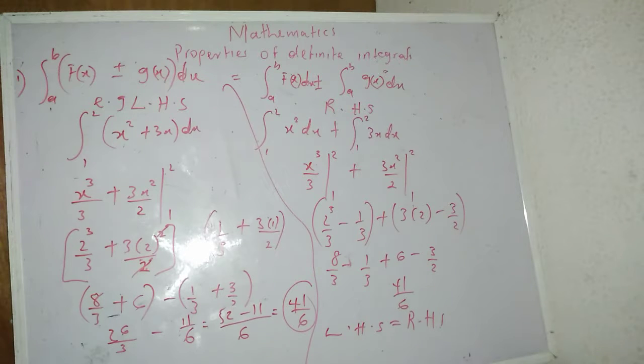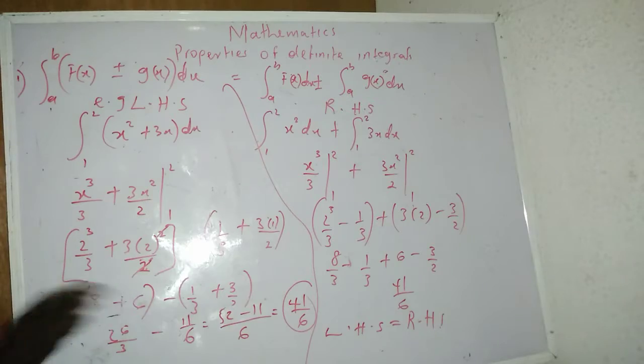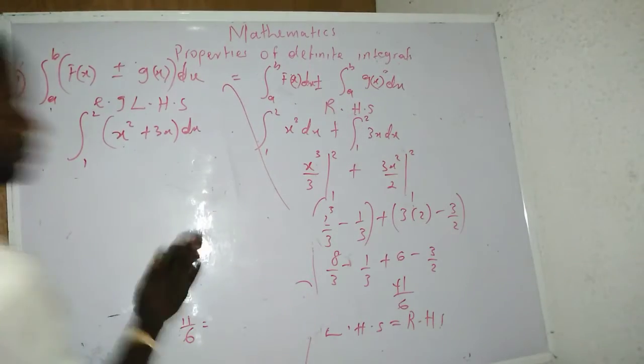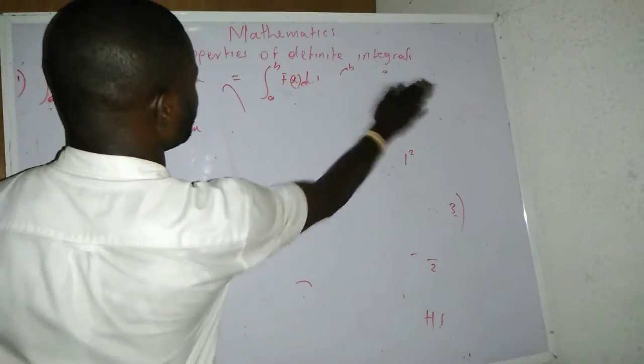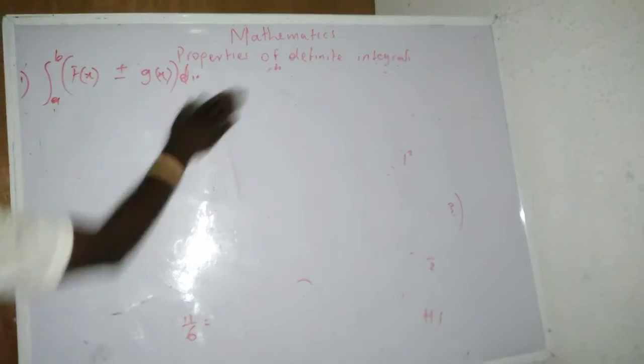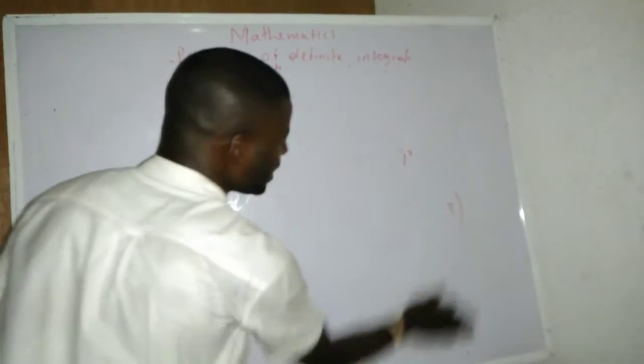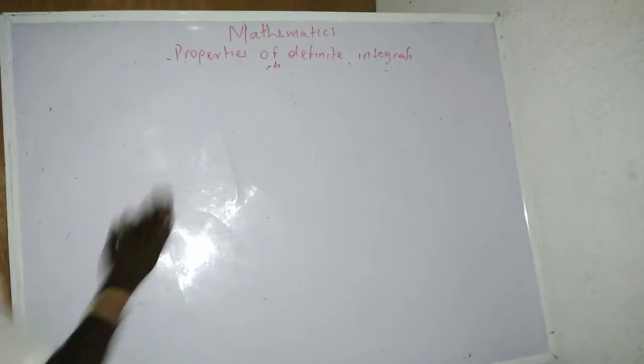Yes, now they're equal. Now, that is property number 1. Number 2. You can try that. Try as many as you can. Property number 2.